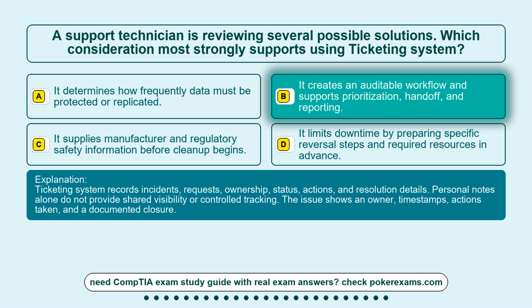A ticketing system records incidents, requests, ownership, status, actions, and resolution details. Personal notes alone do not provide shared visibility or controlled tracking. The issue shows an owner, timestamps, actions taken, and a documented closure.